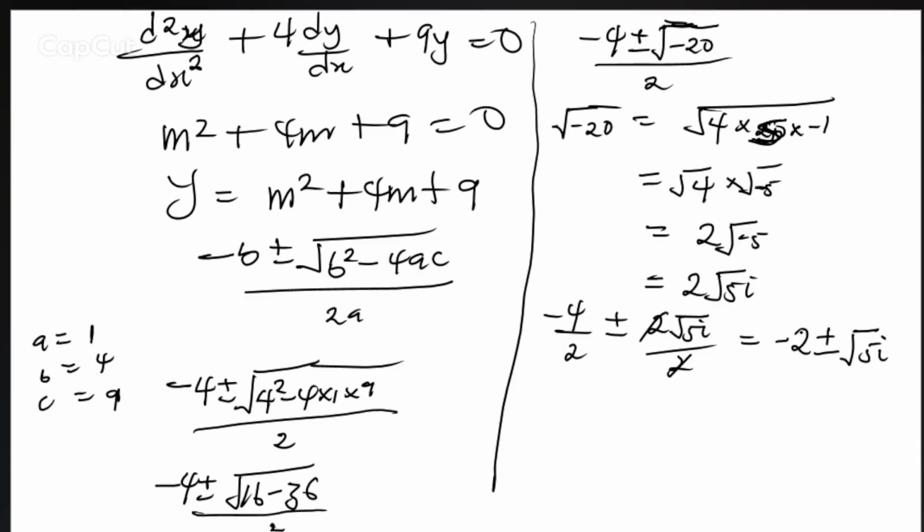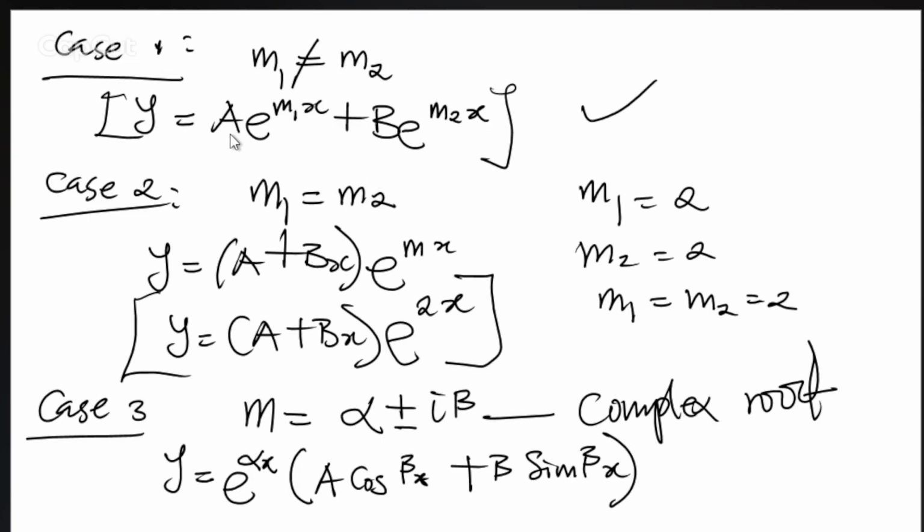Recall that from our case 1 here, when m1 is not equal to m2, then our case 1 is given as y is equal to a exponential m1 x plus b exponential m2 x here. Are we together? But in this case, we are having a complex root. So since we are having a complex root, we recall our given equation for our complex root to be m is equal to alpha plus or minus i beta. Are we together?